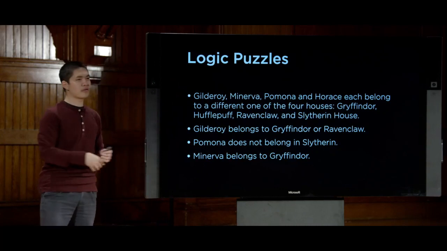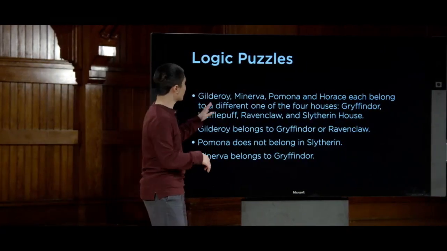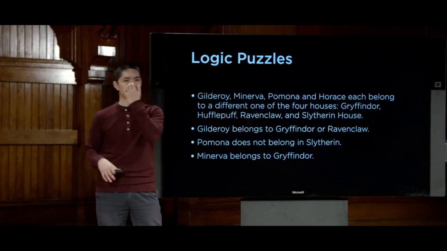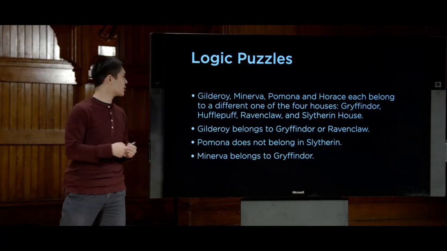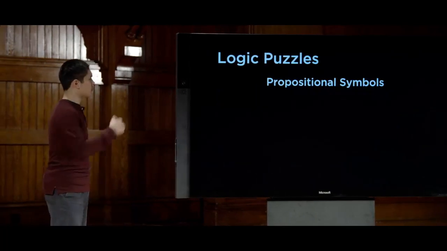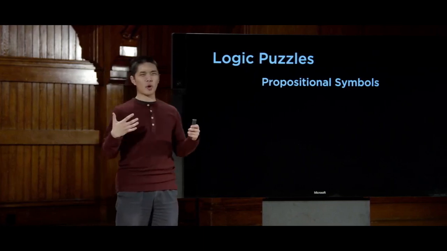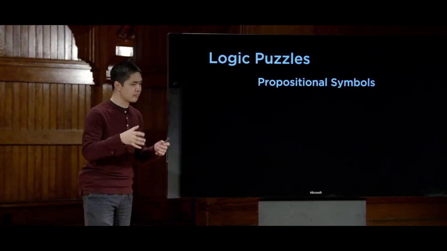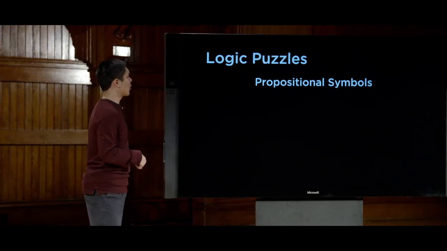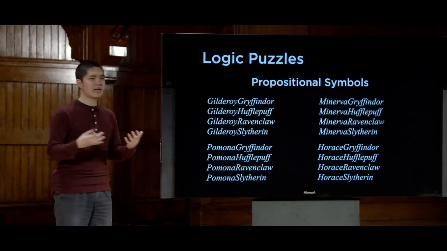So we have a couple pieces of information, and using that information, we need to be able to draw some conclusions about which person should be assigned to which house. And again, we can use the exact same idea to try and implement this notion. So we need some propositional symbols. And in this case, the propositional symbols are going to get a little more complex, although we'll see ways to make this a little bit cleaner later on. But we'll need 16 propositional symbols, one for each person and house.